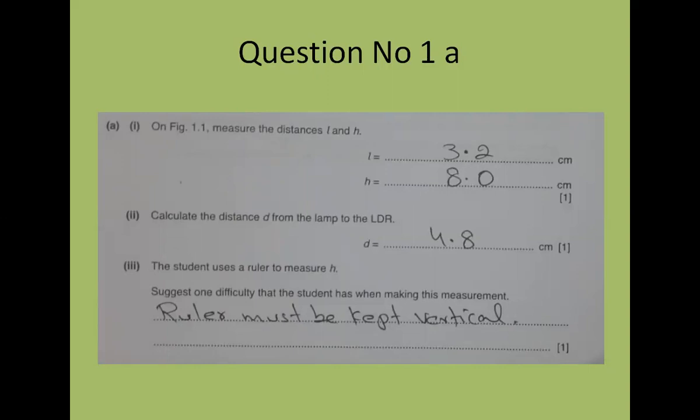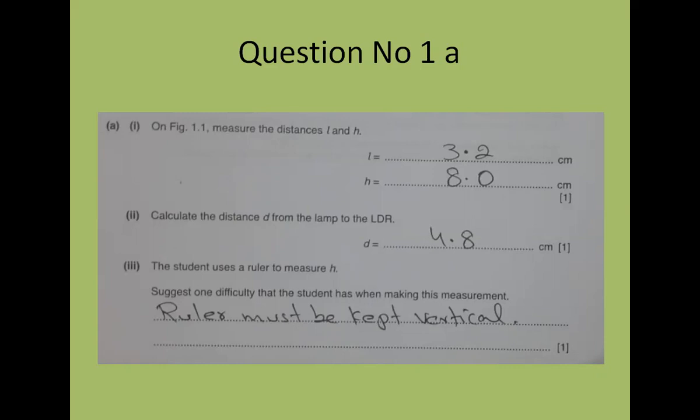When you measure, if you have a photocopy of this paper, your reading will be a little shorter than these values. But when you solve this paper on the CAIE paper, the readings will be exact. When you are using a photocopy, the diagrams shrink a little bit. So your reading will be like 3.0 centimeter, but the actual reading is 3.2 centimeters. Your reading might be 7.5, 7.8 centimeter, but the actual reading is 8 centimeter. That happens due to the photocopy. It's not your fault. Okay, then the question is calculate the distance D from the lamp to the LDR.